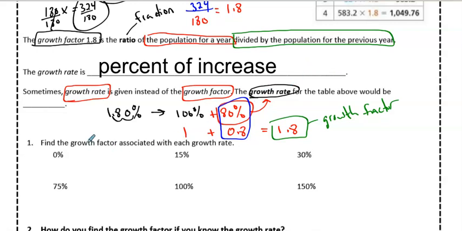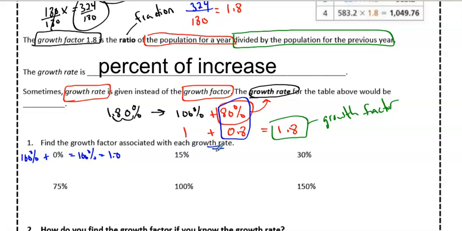So find the growth factor associated with each growth rate. So I'm going to take 100%. They're giving me the rate here. I'm going to add 0% to this, and I'm still at 100%. Turn this percent into a decimal, and I get 1. So my growth factor is just 1.